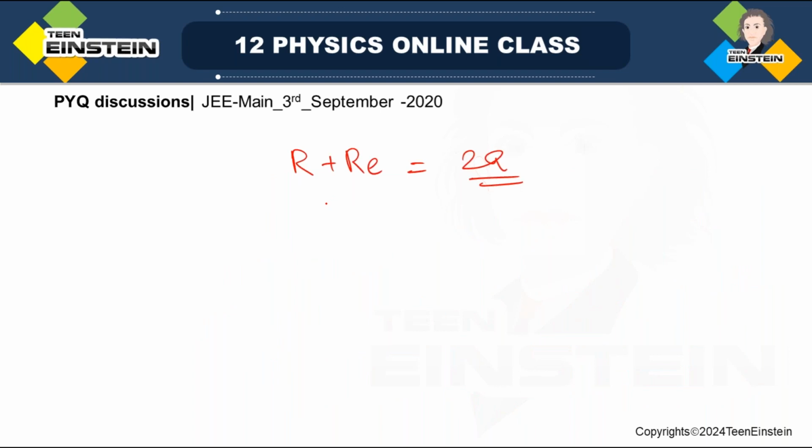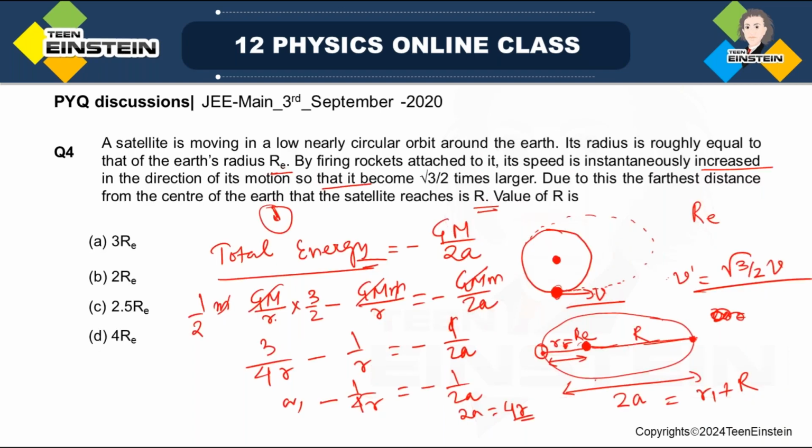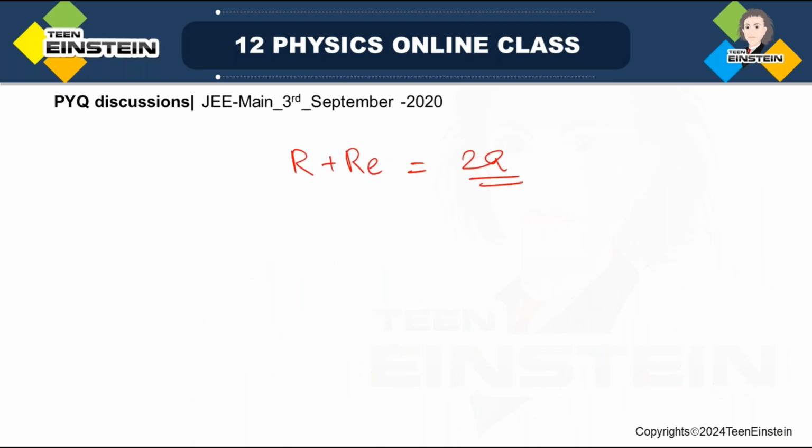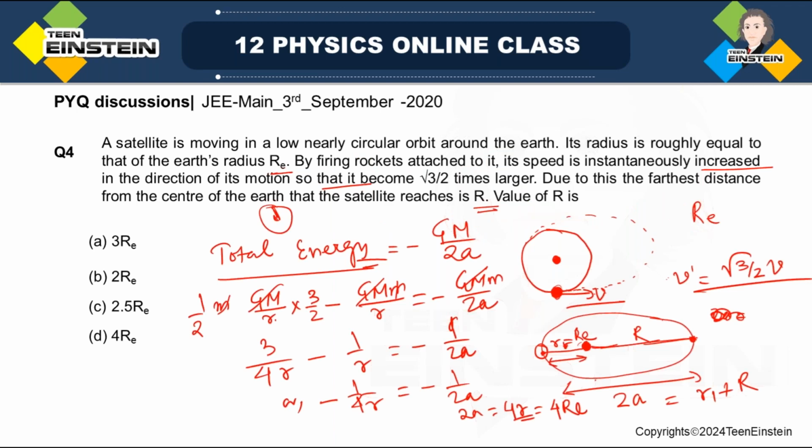So now I have got this small r to be RE, so 2a is 4 RE, and r plus RE is equal to 2a. So what will be r? 2a means 4 RE minus RE. So r will be 3 RE.